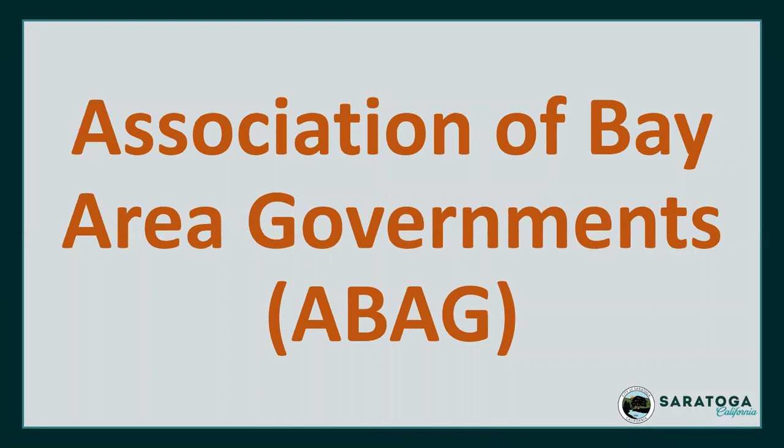The Association of Bay Area Governments, or ABAG, is the regional council of governments for the San Francisco Bay Area. This includes the counties of Santa Clara, Alameda, Contra Costa, Marin, Napa, San Francisco, San Mateo, Solano, and Sonoma. The Association of Bay Area Governments is responsible for crafting a methodology to divvy up the housing needs among all of the jurisdictions within this region and assigning each city and county with its RHNA.